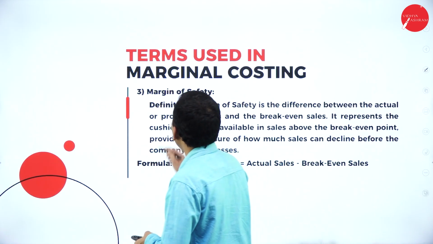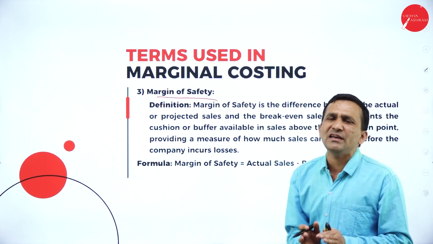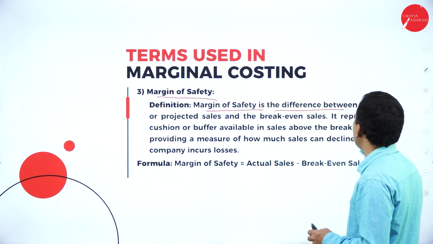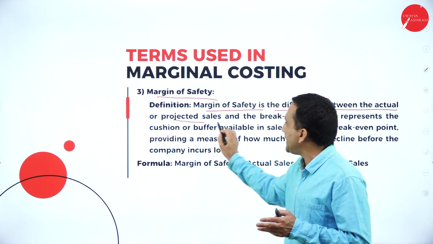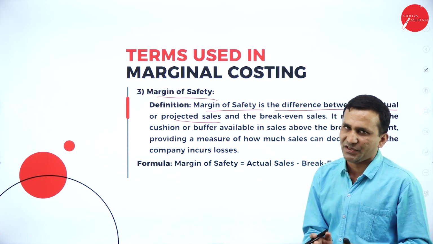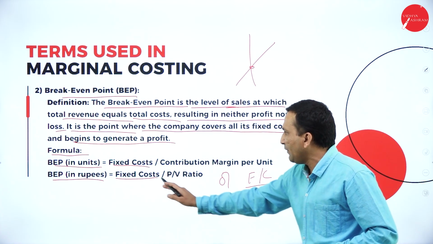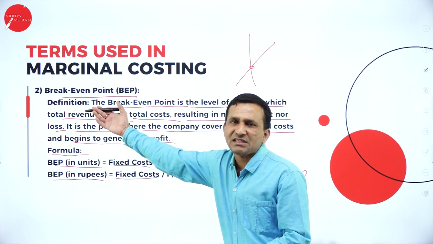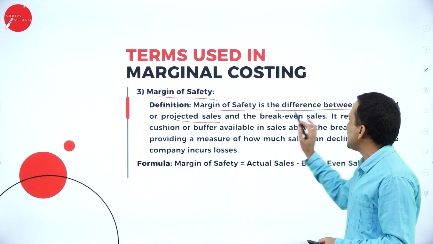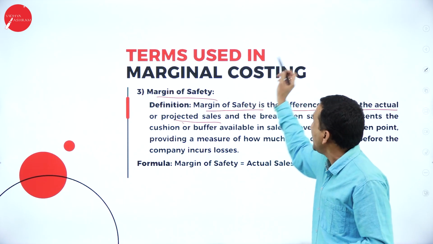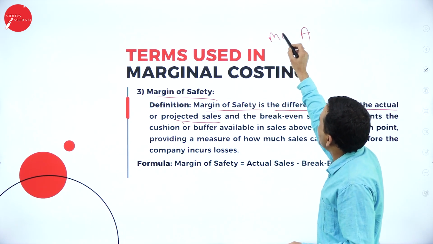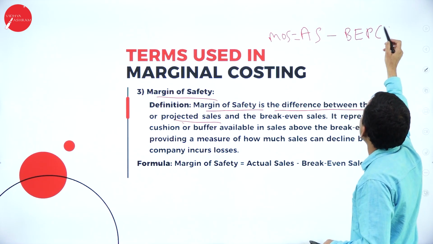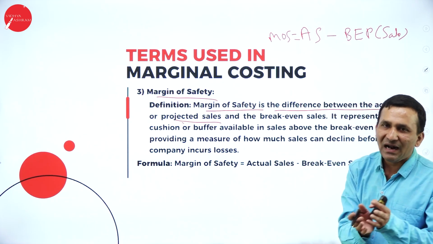Moving to the next one, margin of safety. You always want to safeguard yourself by setting a certain margin. The margin of safety is the difference between the actual or projected sales, which is given in the question, and the break-even sales. See how it is interconnected for the next formula. Margin of safety is equal to actual sales minus break-even point sales. If you subtract, you will get the margin of safety.